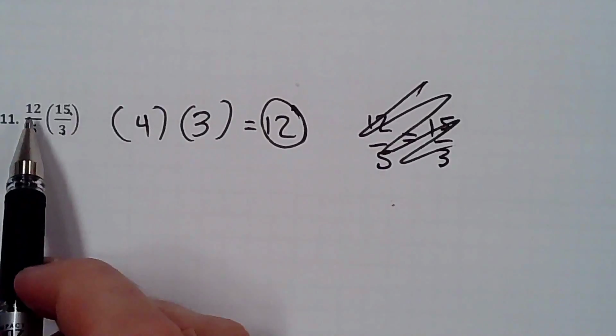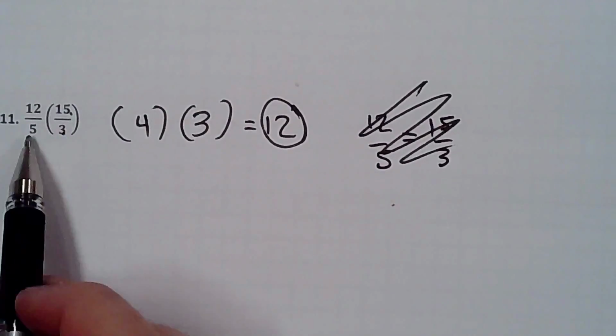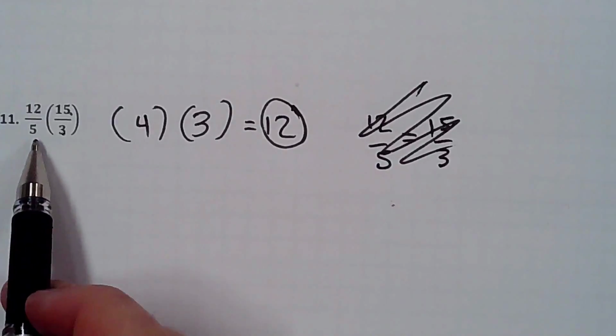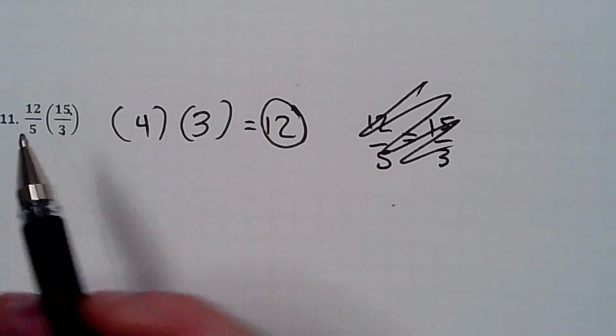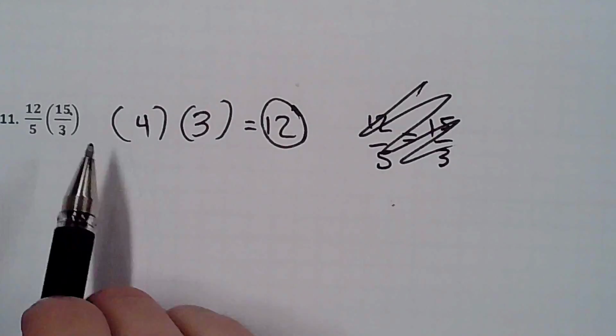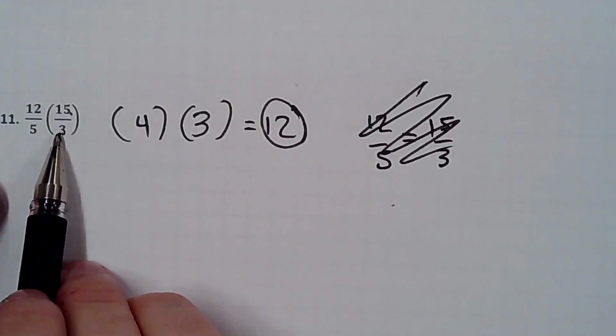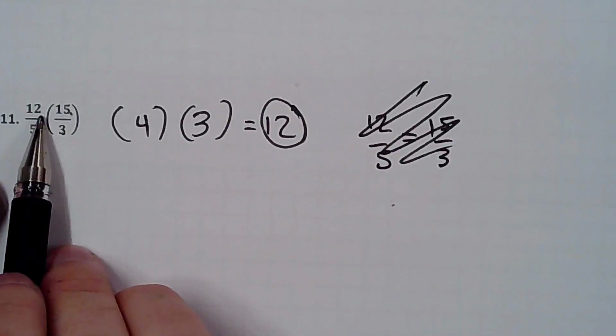You can multiply the tops first, 12 times 15 together, and then divide by 15. Do you see how dividing by 3 and then dividing by 5 is the same thing as dividing by 15? So check it out. Look at this, right here. Dividing by 5 and then dividing by 3, that's the same thing as dividing by 15, right? So what's 15 divided by 15? 1 times 12 is?